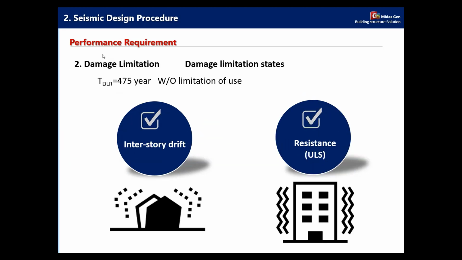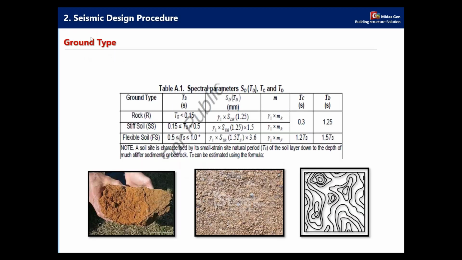The other point to check is that we have to limit damage when we are doing seismic analysis. To do that, we need to check the interstory drift and the resistance of the structure using the ultimate limit state parameter. We need to figure out the ground type.